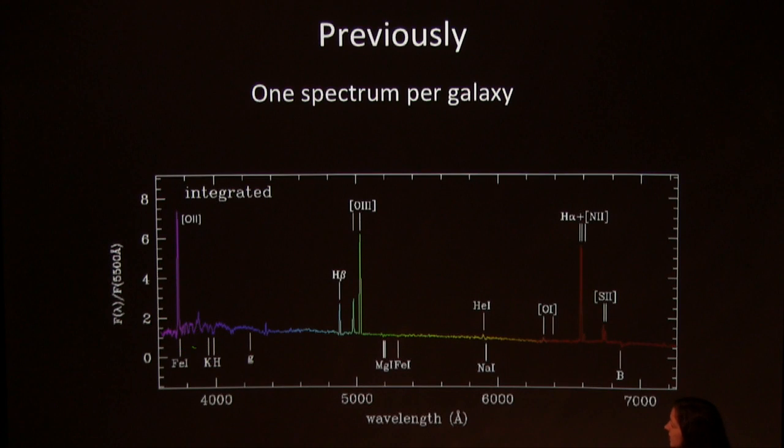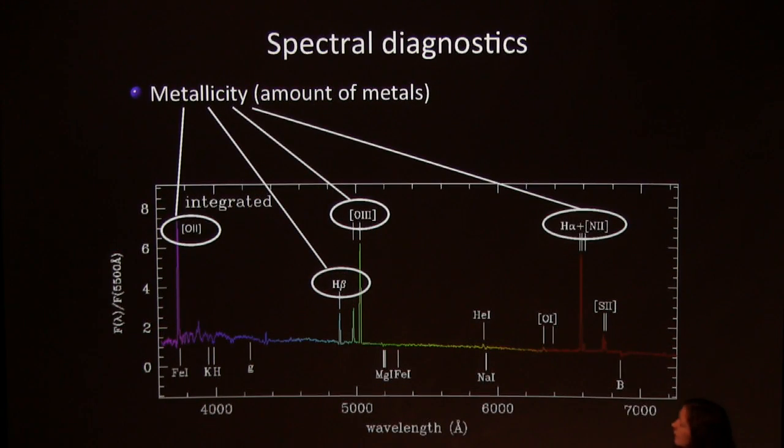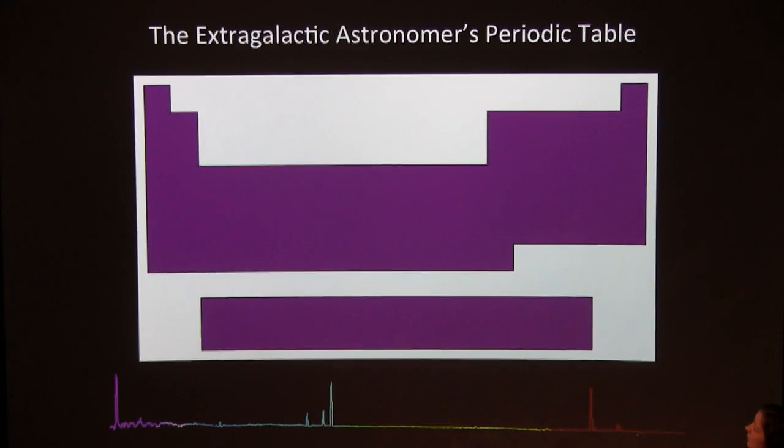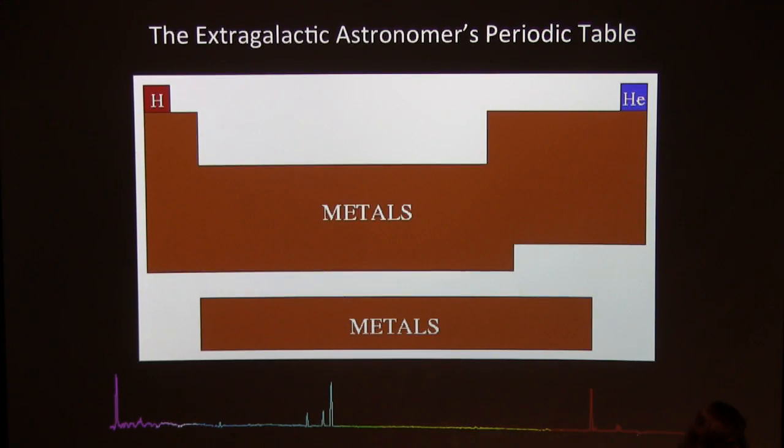Things have moved a long way since then, but we're still using spectra to obtain huge amounts of information from galaxies. So this is the sort of information we can get from a typical spectrum. We can measure the metallicity, and we can do that using the oxygen lines relative to hydrogen lines, as well as the nitrogen 2 line. And the metallicity is the amount of metals. And for those of you who are not extragalactic astronomers, what we mean by metals is we know we have hydrogen, we know about helium, but everything else is metals.